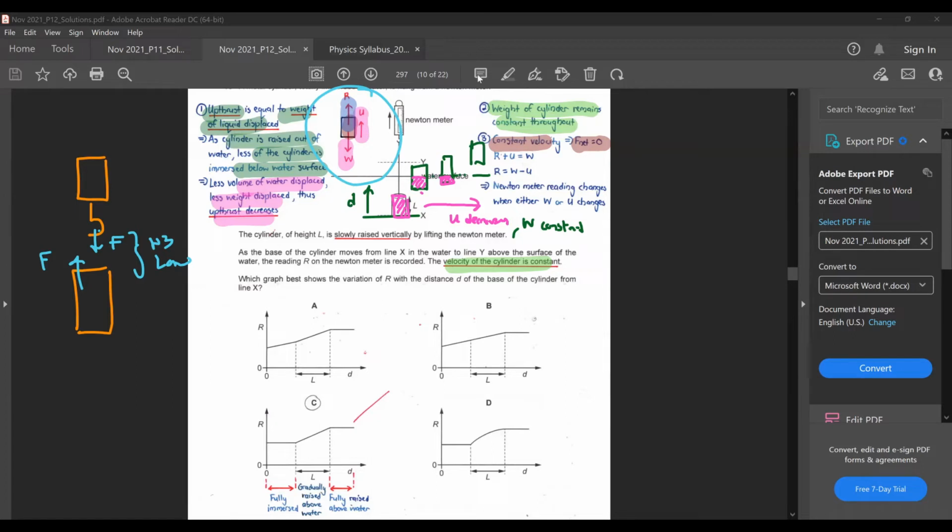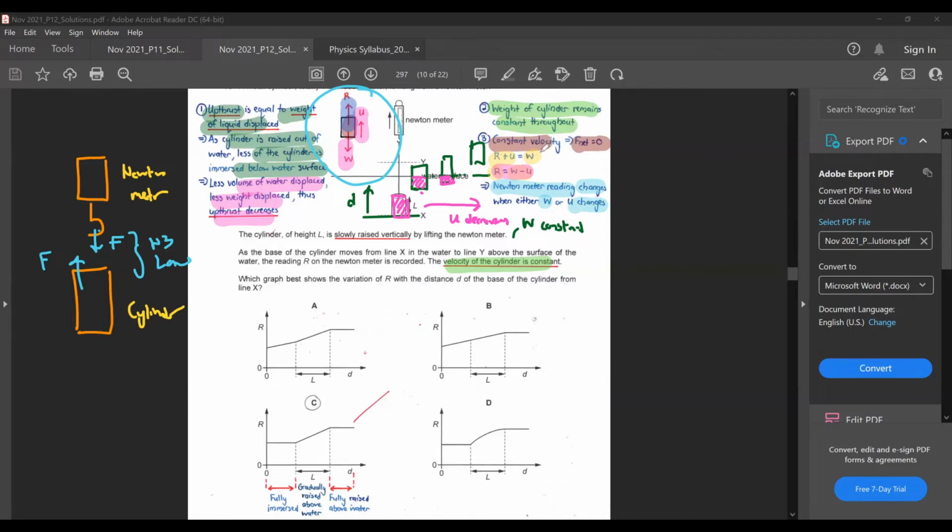So I'll just write it as Newton meter. This one is your cylinder. So this is the free body diagram of the forces acting on your cylinder. So I know that R plus U is equal to W. R is actually W minus U. So from this equation here, this represents the reading on your Newton meter. Your Newton meter reading will change when either your W changes or your U changes.